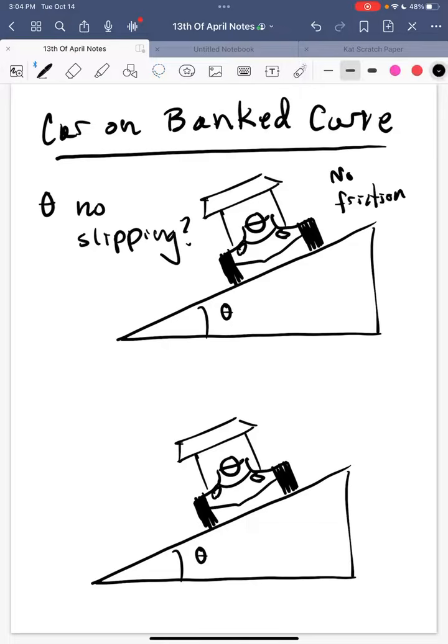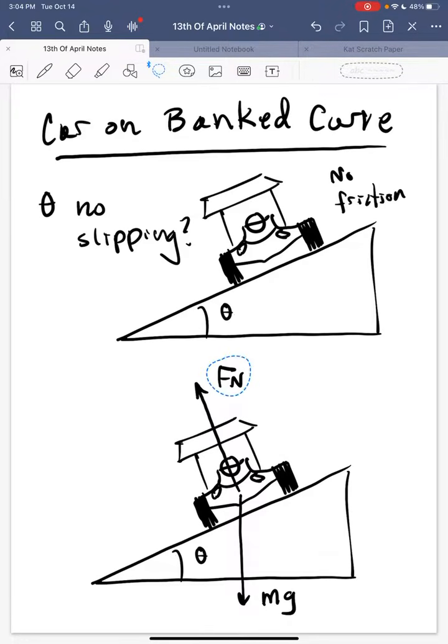The forces acting on the car are mg, which is the weight of the car pulling down. But there's also a force that's perpendicular to the plane, and this is the normal force, acting out like that. I'm just going to move this slightly to the side over there. These are the only two forces acting on the car.